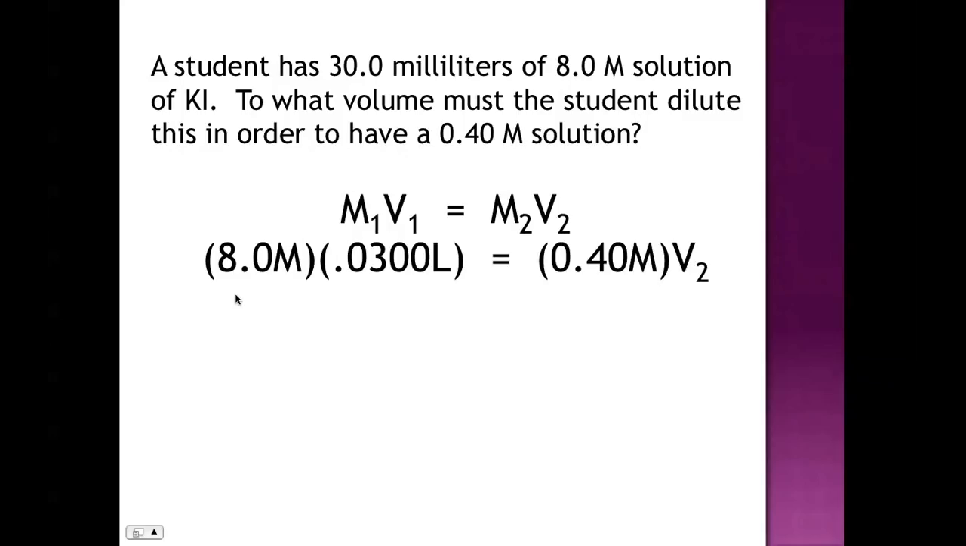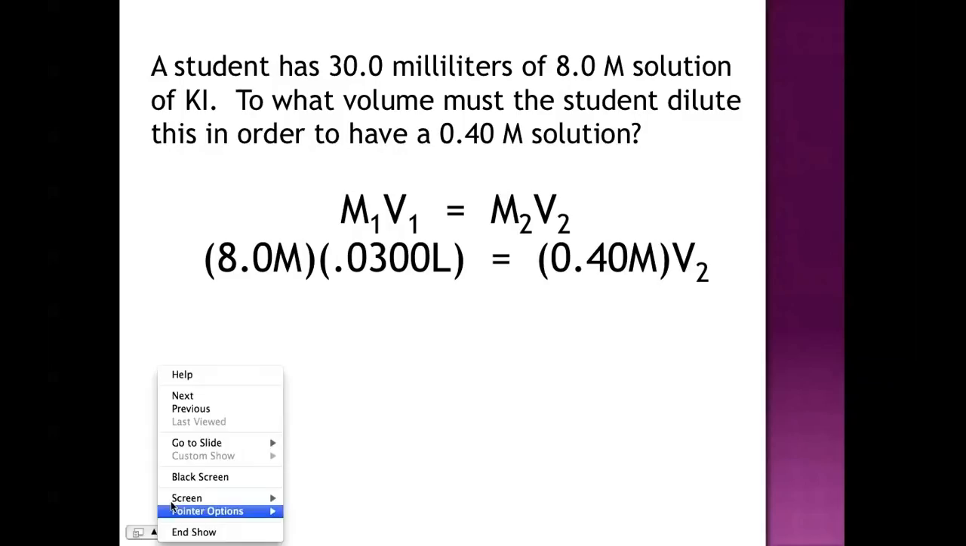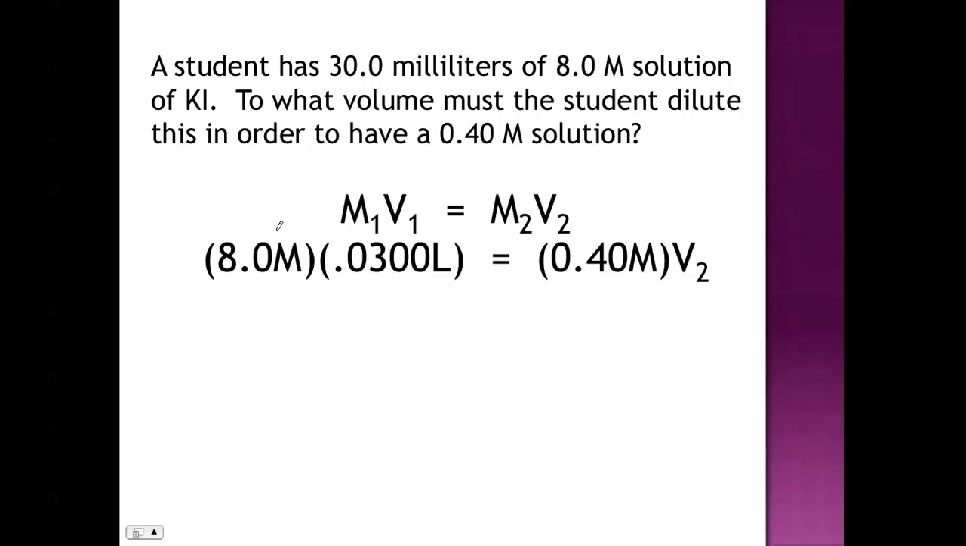0.0300 liters. Now remember that molarity is moles over liter. So our volume has to be in liters. So I've simply taken this 30 milliliters and divided it by 1,000 in order to get my 0.03 liters. And then I have that set equal to my new molarity of 0.4 and my missing volume.